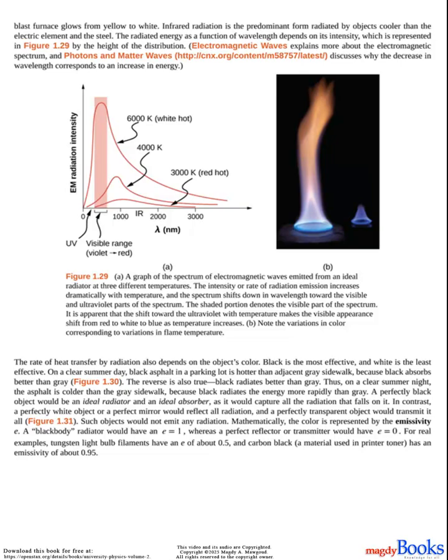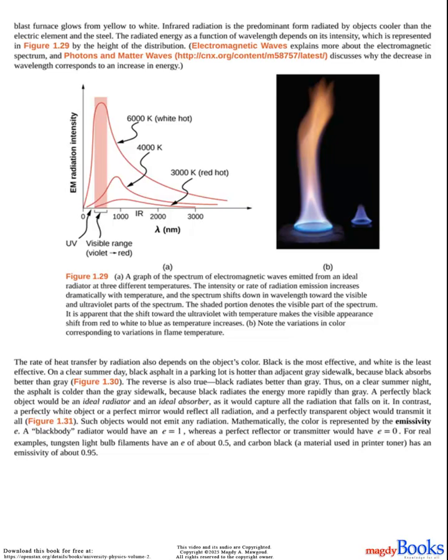Figure 1.29. IR. Lambda, nm. Radiation intensity. UV. Visible range, violet, red. 6000 K. White hot. 4000 K. 3000 K. Red hot. Figure 1.29. A graph of the spectrum of electromagnetic waves emitted from an ideal radiator at 3 different temperatures.